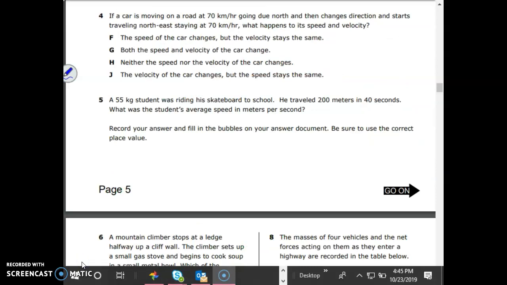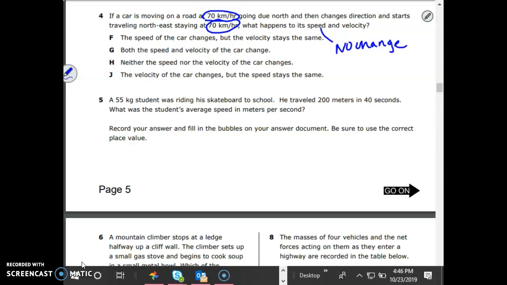Okay, if a car is moving on a road at 70 kilometers per hour going due north and then changes direction and starts traveling northeast, staying at 70 kilometers per hour, what happened to its speed and velocity? Well, the speed is 70 kilometers per hour. There's our speed. The speed, no change. There was no change in the speed.